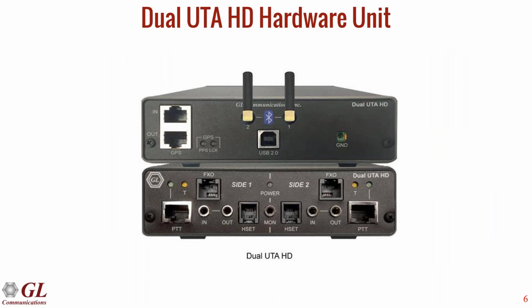So this is the dual UTA hardware. And as you can see, we've got all these different interfaces like the FXO, the PTT push-to-talk, the 4-wire analog. This is also a 4-wire, but this is for a handset, the handset of a phone. So it's an RJ22 interface right down here.